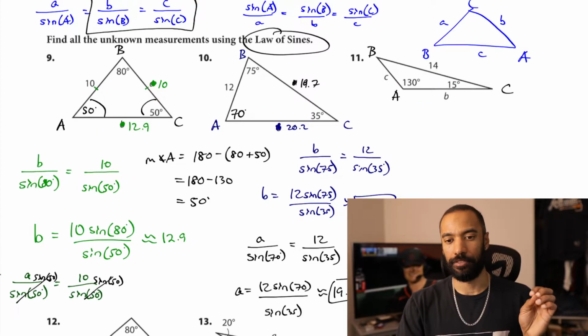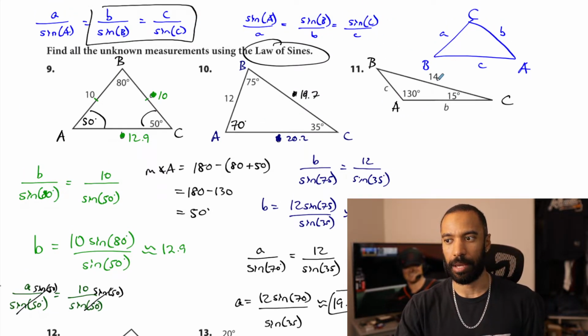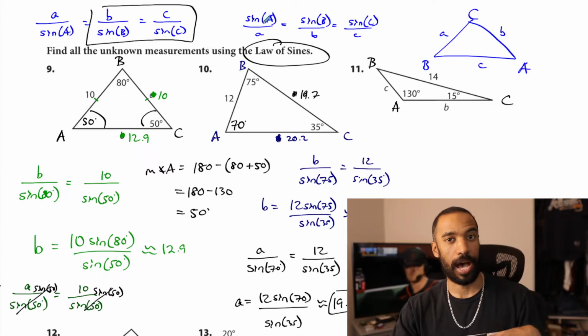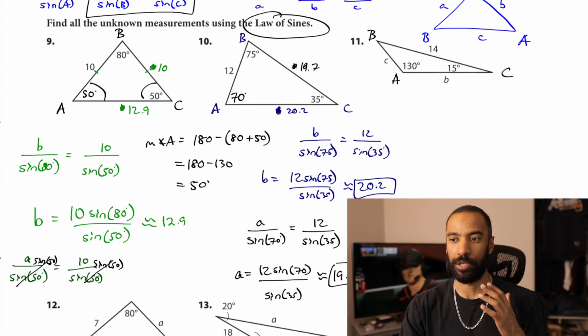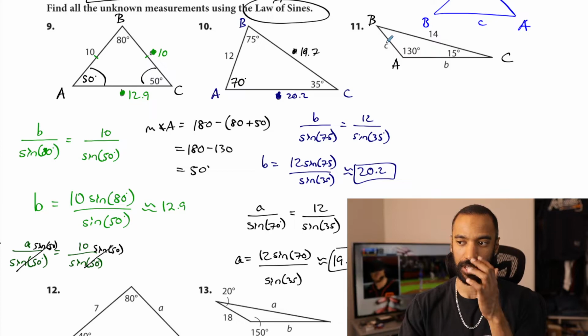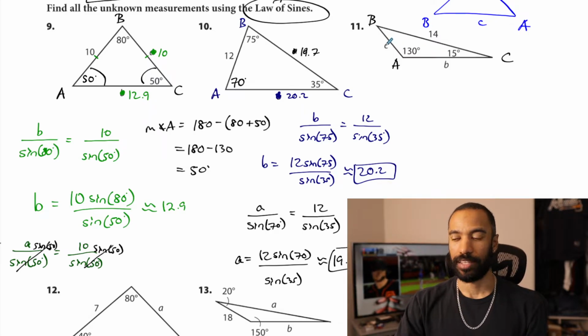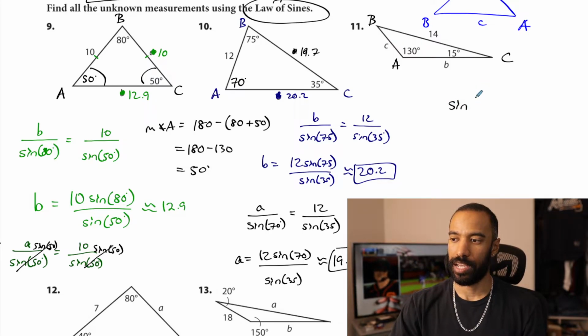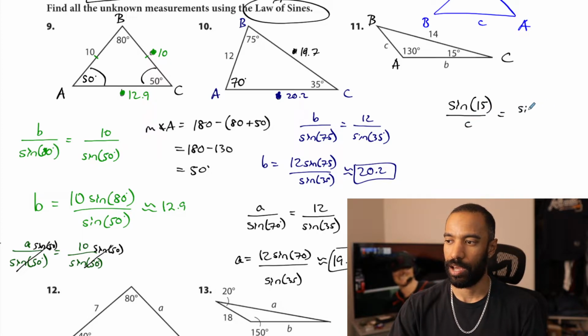I'm going to go ahead and do something a little different this time to shake it up. I'm going to use the sine on top instead of on bottom, to show you why you shouldn't do this if you're trying to find a missing side. So I'm trying to find side length C. I'm going to do sine of C over C equals sine of A over A.